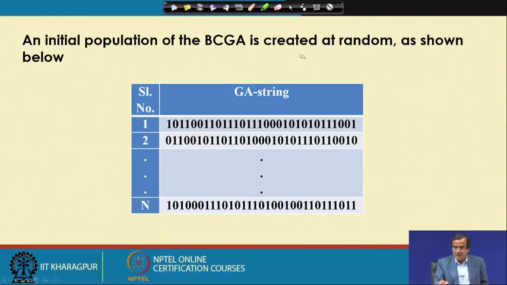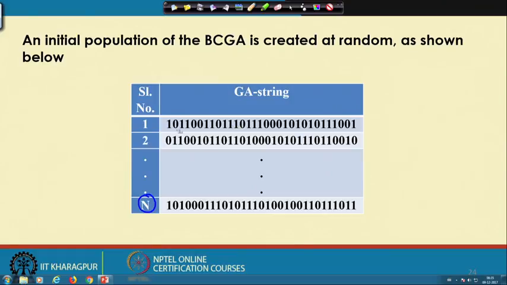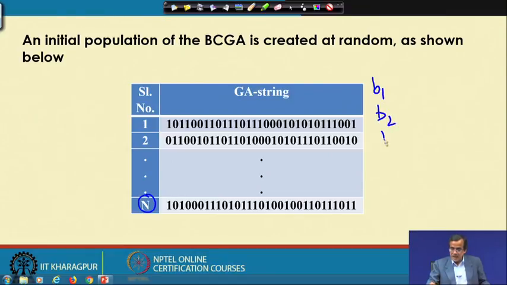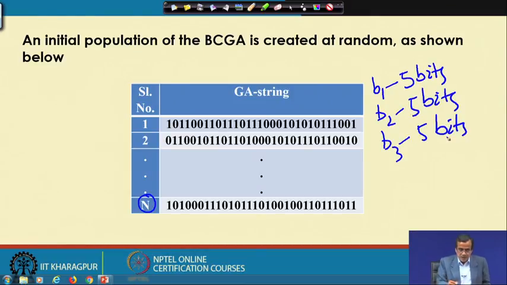An initial population of the binary coded GA is created at random. This shows the initial population of the binary coded GA, the population size is capital N, and each GA string is created at random. Now, what should be the length of this GA string? If we remember, we have 3 real variables, B1, B2 and B3, which indicate the half base width of the triangular membership function distribution representing I1, I2 and the output O. Let me assume that we are assigning 5 bits each. So, 5 bits, 5 bits and 5 bits. That means the first 5 bits represent B1, the next 5 bits represent B2, and the next 5 bits represent B3.